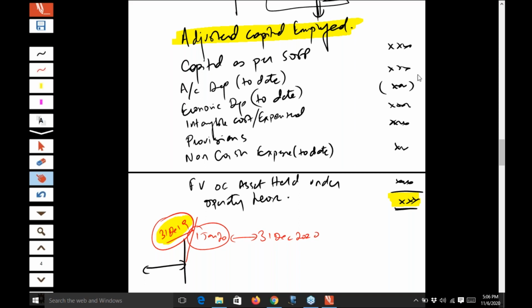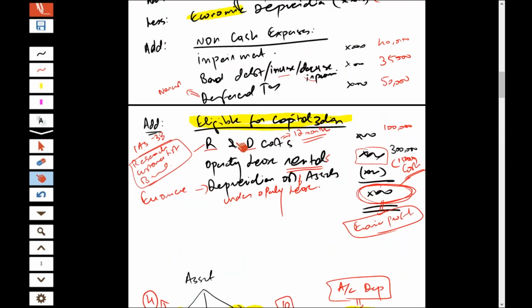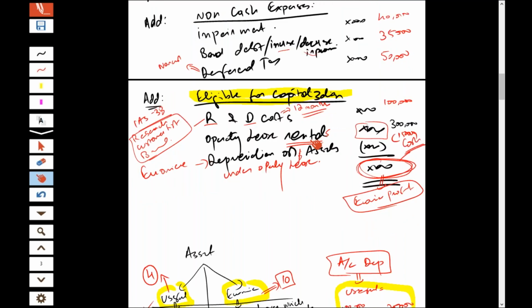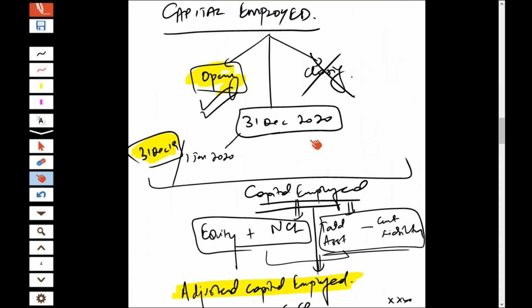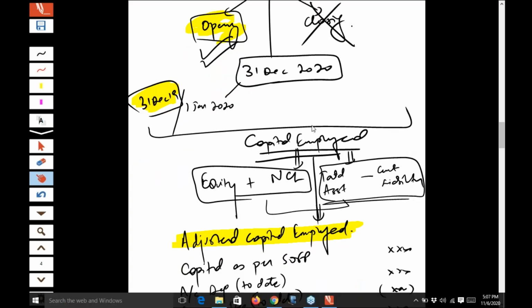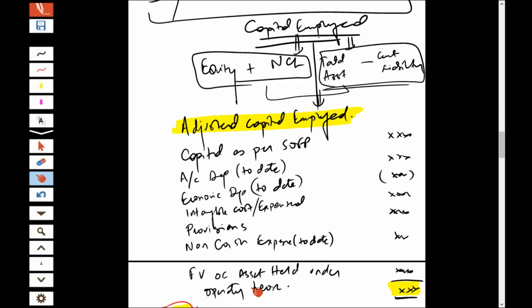When I talk about the intangibles, there are many expenditures like R&D, the research costs, etc., which are generally expensed out. But if it is expected to give you benefit for more than 12 months, you don't have to treat it as an expense. If you're not treating it as an expense, then you need to add it up to the capital employed also. Yes, it's a corresponding adjustment.